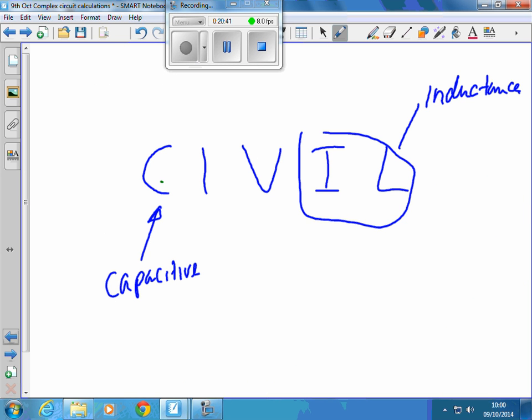Inductive circuit, current lags the voltage. Okay? That's why I said it's a useful check to be able to do, to make sure that your circuit fits and is complying with this when you're finished. Because if you make a mistake with one of your angles, you could be out.